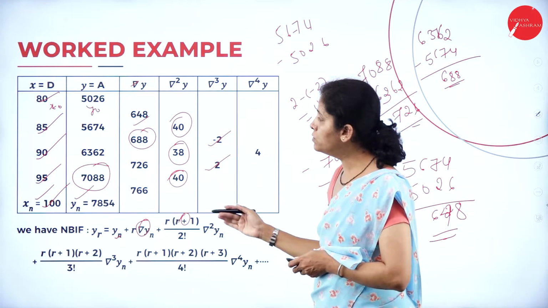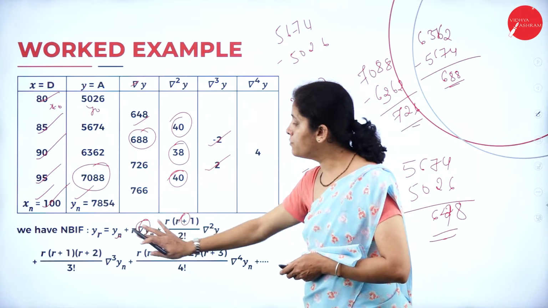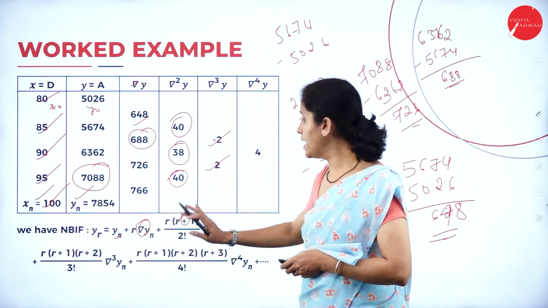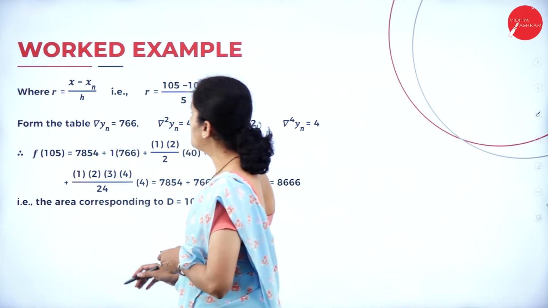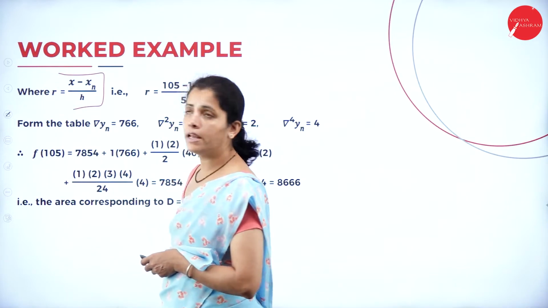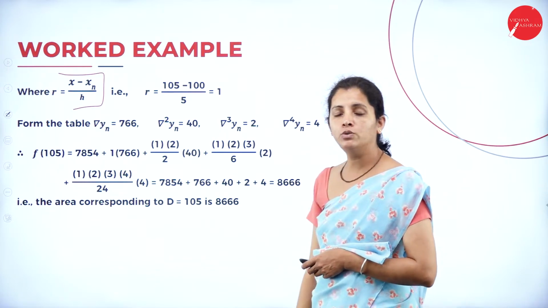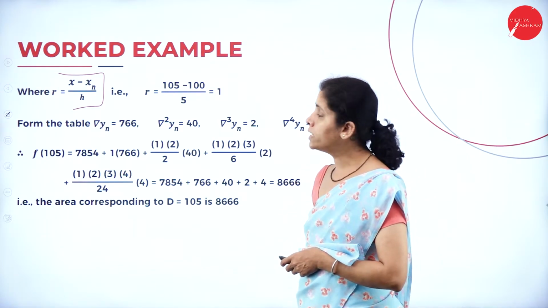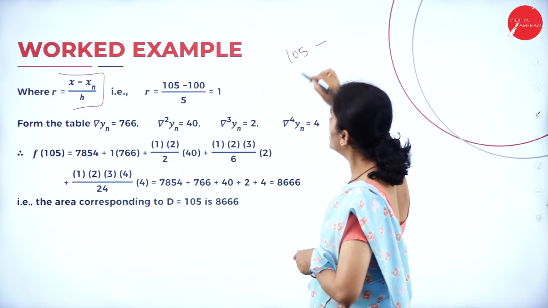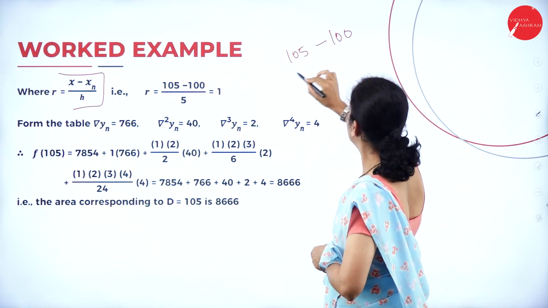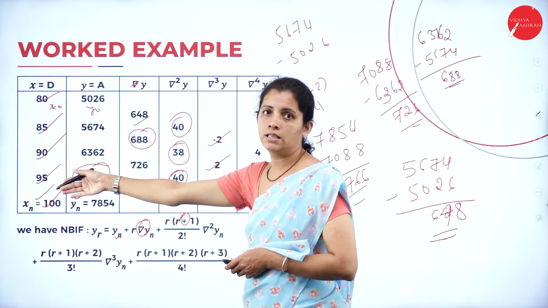Okay, so what I will do, I'm going to substitute the values. Before that, if I consider this formula, what I required is the R value, and to find out the R value, I'm going to have the formula R equal to x minus xn divided by h. And according to the given problem, what is x? X is nothing but the 105. And what about xn? That is 100, divided by, and if I see the data, what is the distance? It is 5.